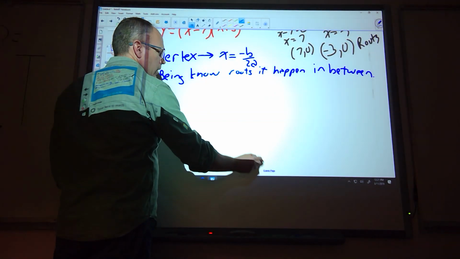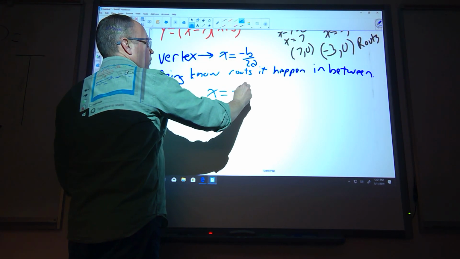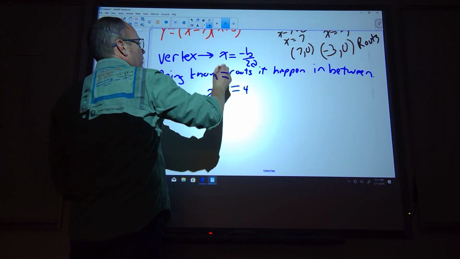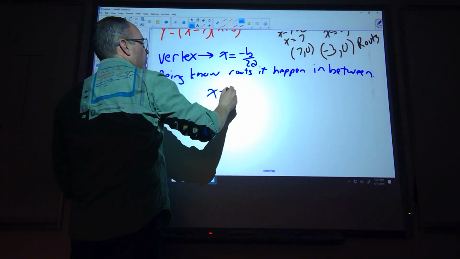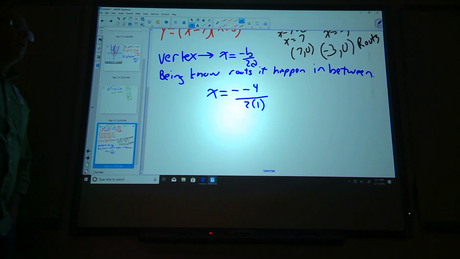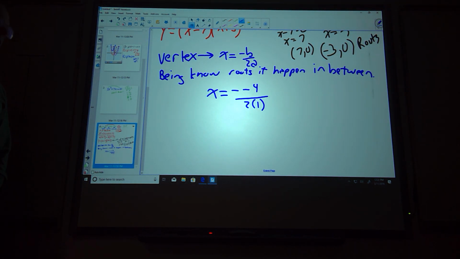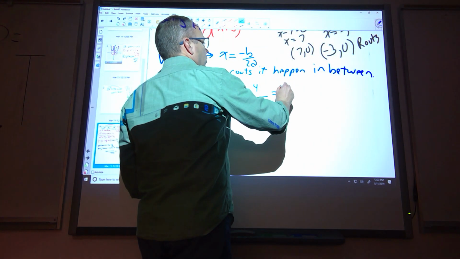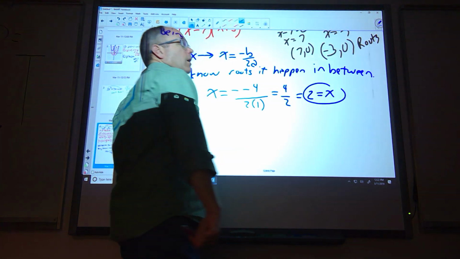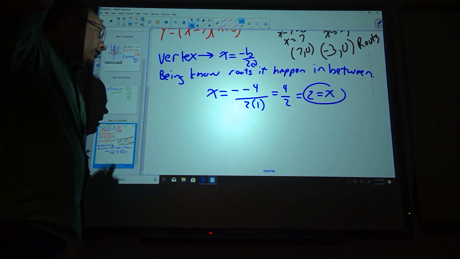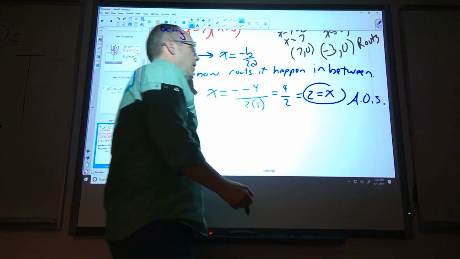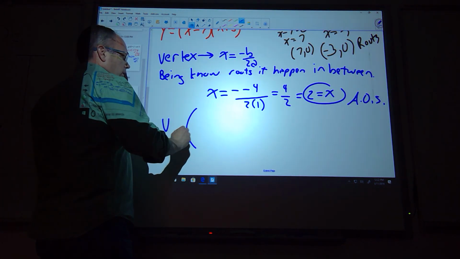So we use negative b over 2a. I'm going to go negative 4. That's a bad representation of two negatives, sorry. Over 2a, which is 1. What's negative 4? Positive 4. 4 over 2. 4 over 2 is equal to 2. So what is this, actually? Your axis of symmetry. Good. My axis of symmetry. We'll call it AOS. Okay. So then that's the x component of my vertex.